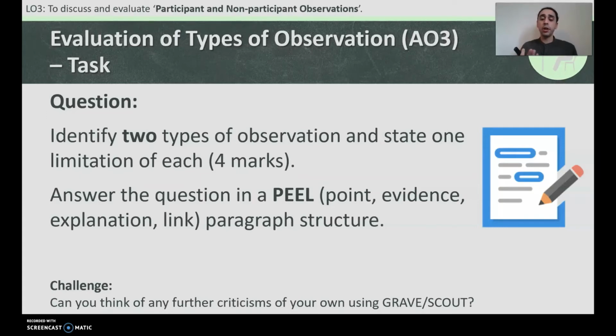So this might be a question in the research methods section in paper 2. They might give you a type of observation and then ask you what is a limitation or what is a strength. This question is asking you to identify 2 types of observations and state 1 limitation of each. Okay, give yourself 5 minutes. Give that a go, please.